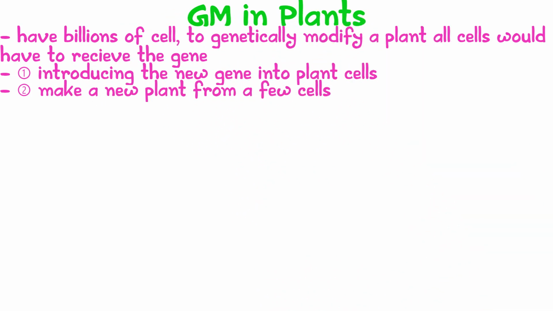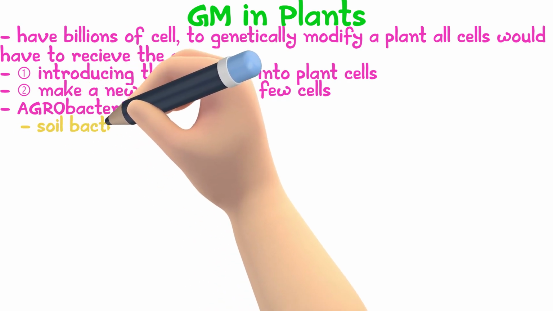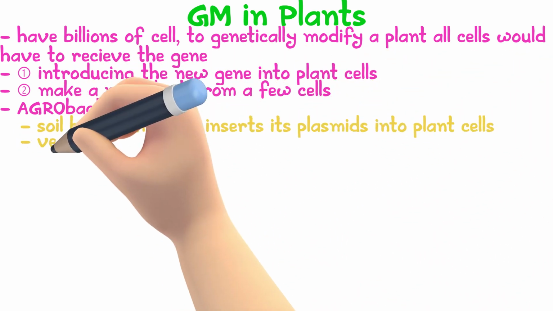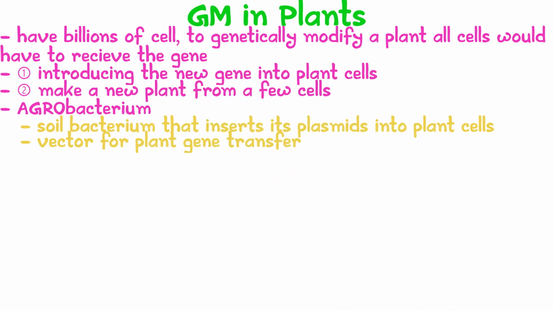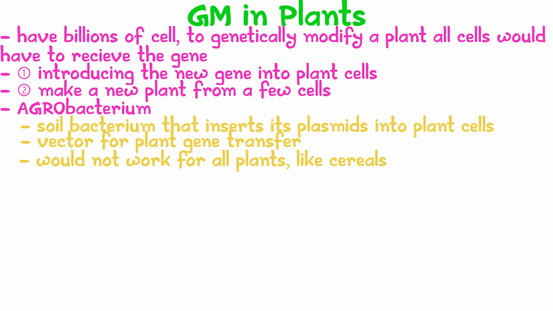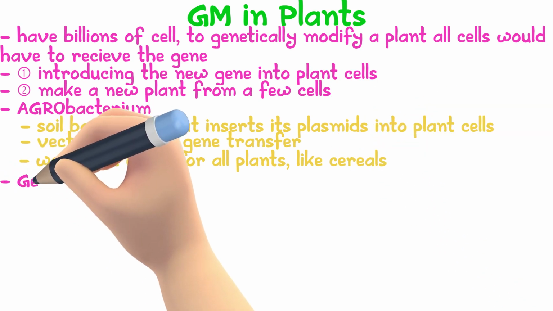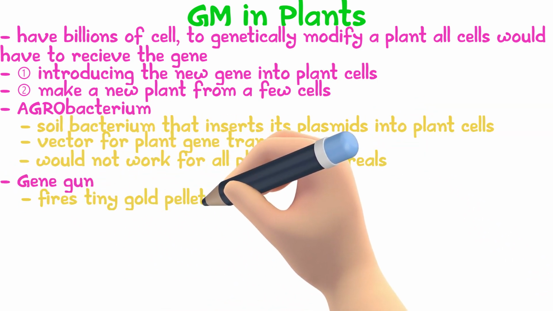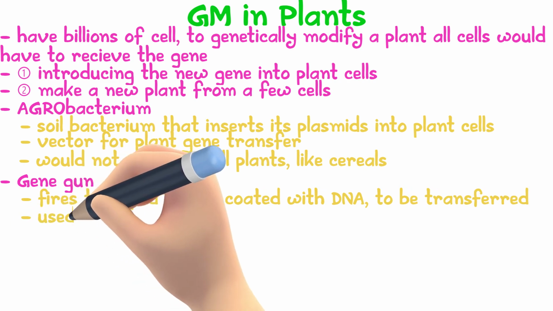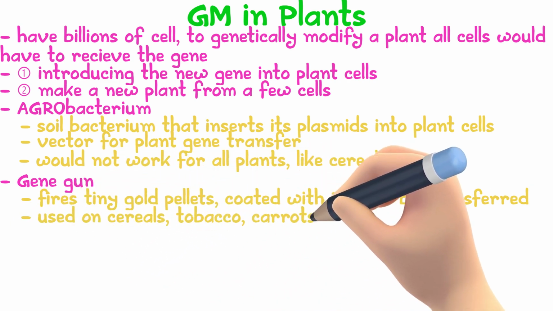After scientists discovered Agrobacterium, a soil bacterium that inserts its plasmids into cells, scientists had found a vector for the gene transfer. However, this technique would not work for all plants, like cereals. So scientists invented a gene gun that fires tiny gold pellets coated with DNA to be transferred. The gene gun can be used to genetically modify cereal plants, tobacco, carrots, apples, and more.